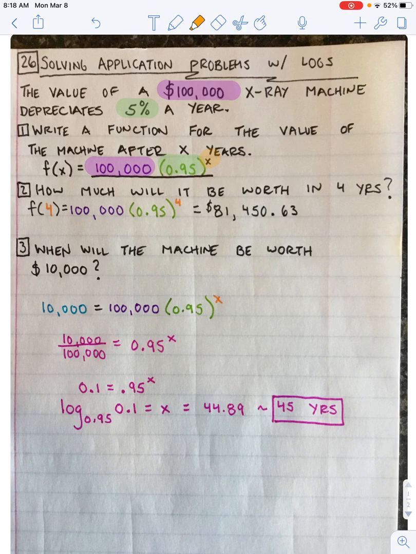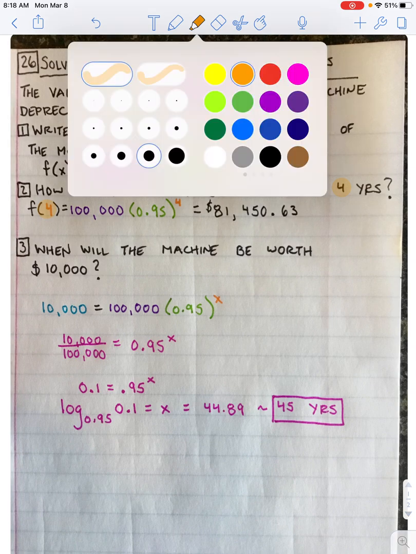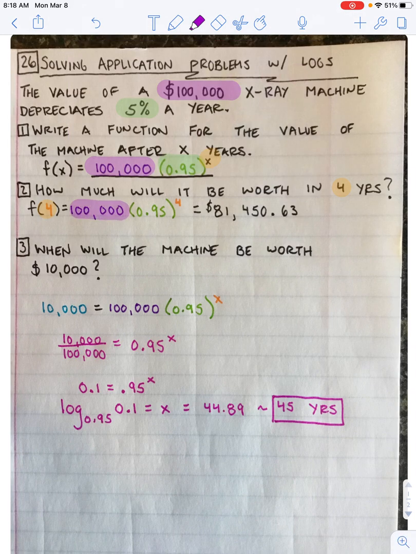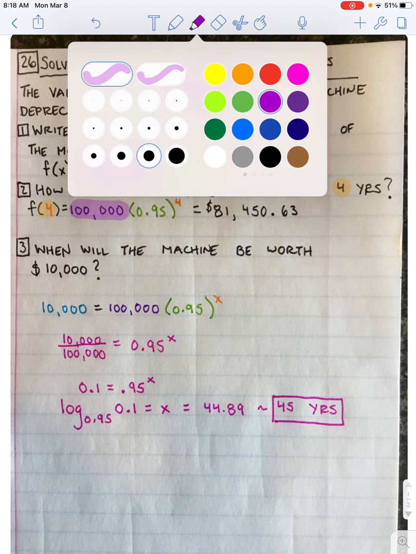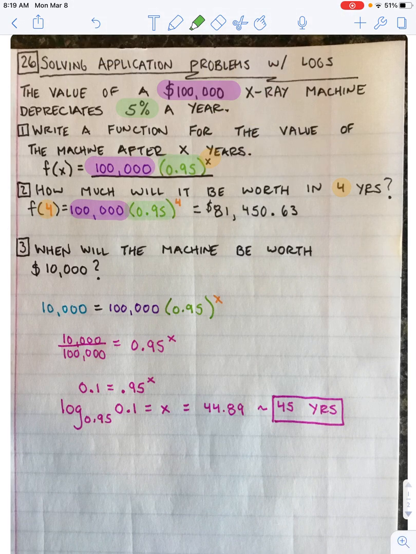So for the first part, all we have to do is how much will it be worth in 4 years? Okay, so what are we dealing with? We're dealing with our x value. So we know our x value is 4. So we just plug into the equation. F of 4 is equal to that 100,000 times that 0.95 raised to the 4th. So let's go ahead and do that in Desmos.